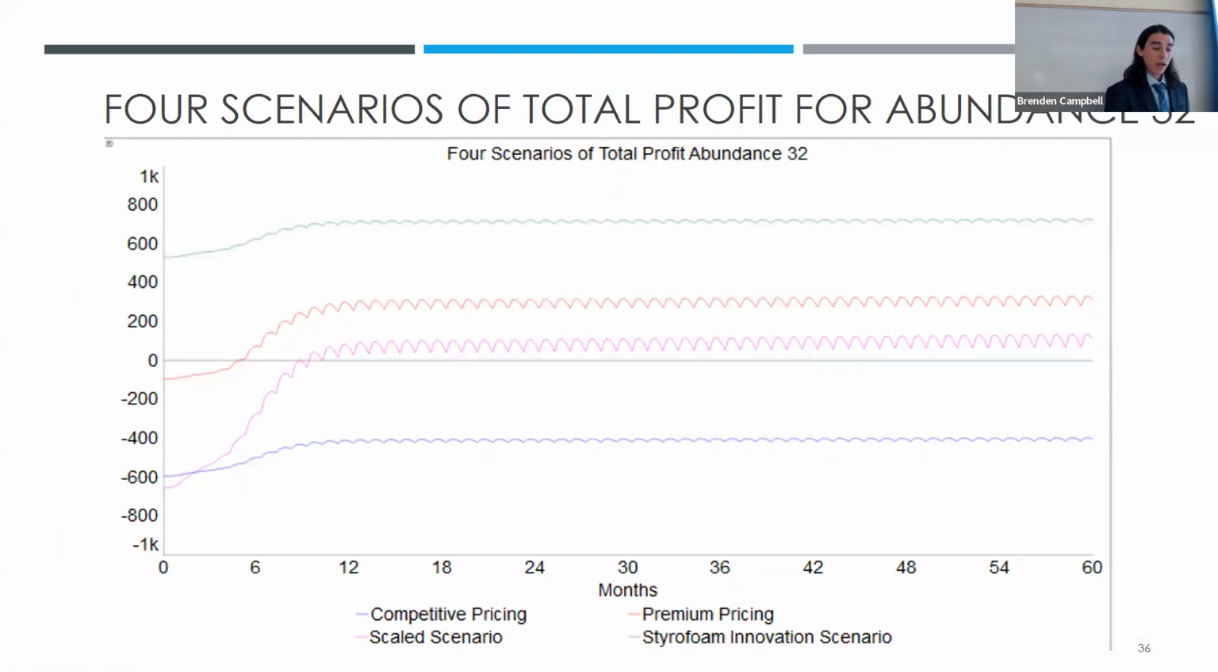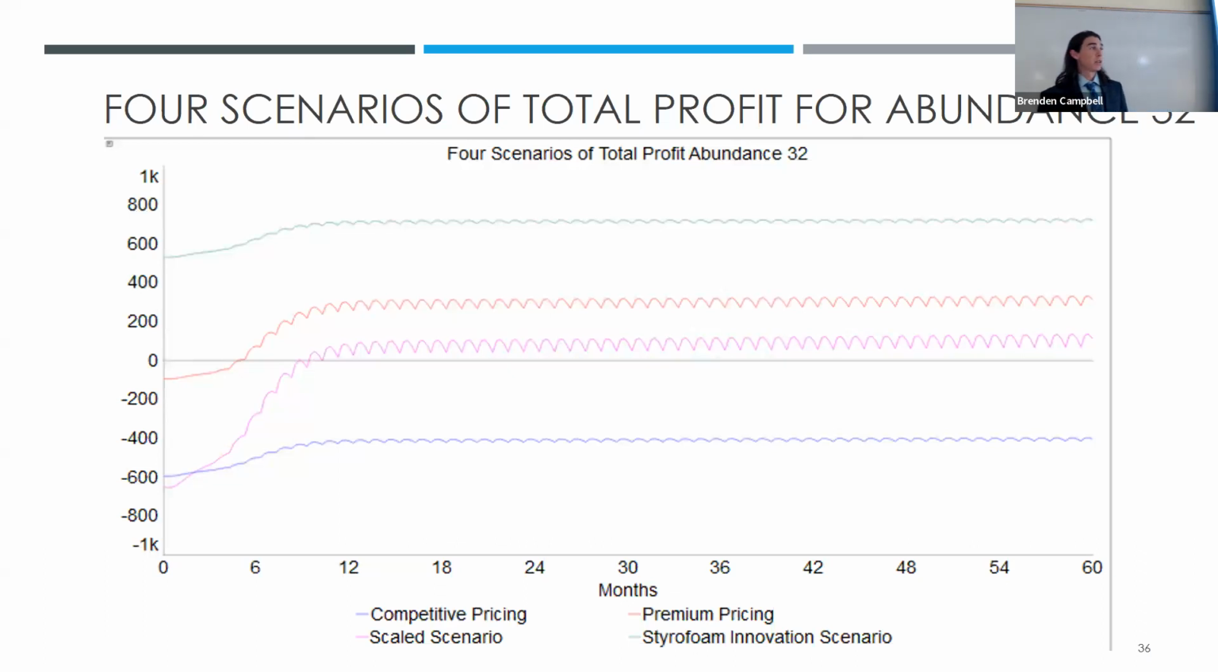The first scenario here is the competitive pricing scenario, which is this bottom blue line here. And so each of these other scenarios were chosen as a realistic look at how the farm could be operated and to show the vast differences in profits based off of which parameters were changed. So it's currently assumed that a 200-pound mealworm facility can only take in around 25 pounds of styrofoam a month.